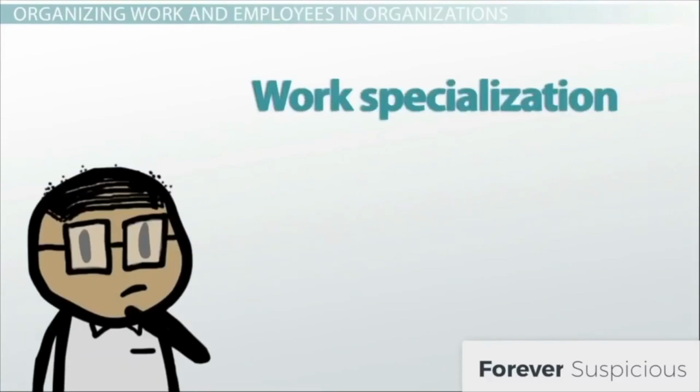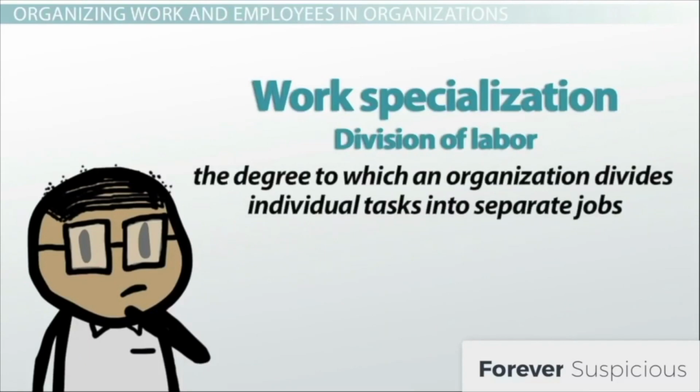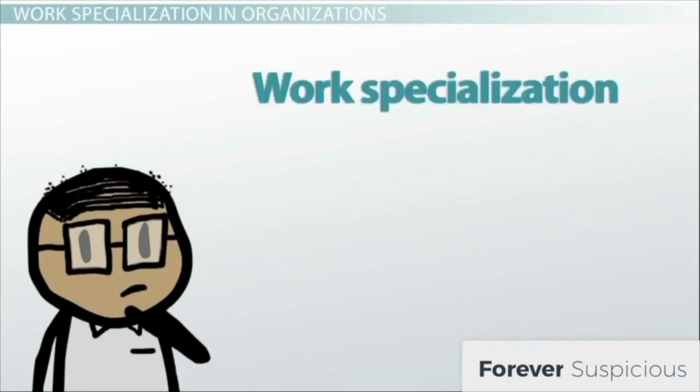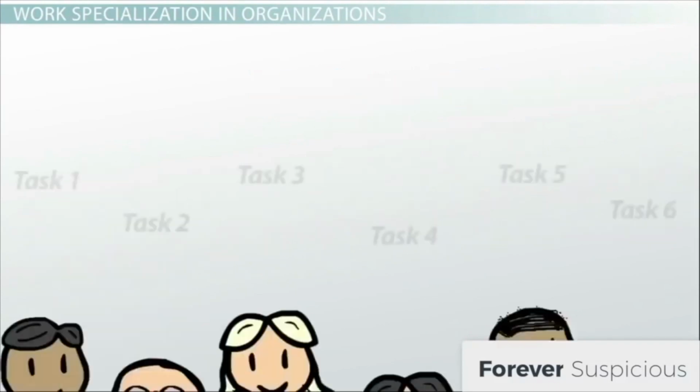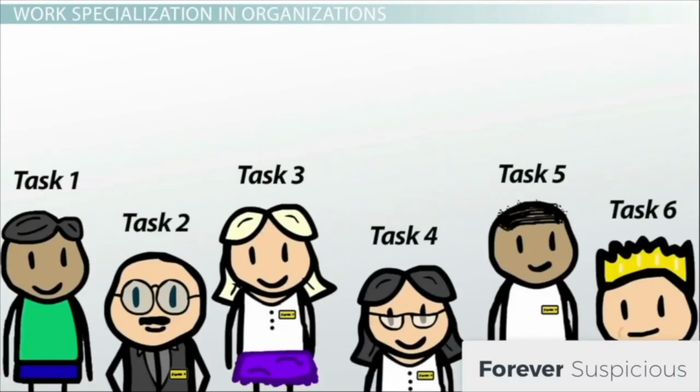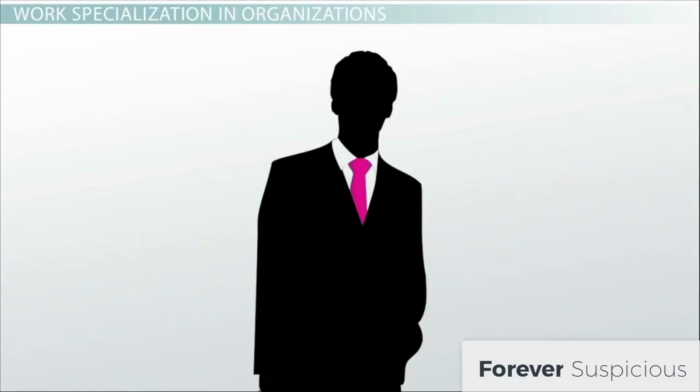Work specialization, sometimes called a division of labor, refers to the degree to which an organization divides individual tasks into separate jobs. Work specialization allows a manager to take complex tasks and break them down into smaller, more precise tasks that individual workers can complete. Each employee is trained explicitly on how to best perform one small, specific task. Over time, that employee becomes extremely proficient and effective at performing that task.